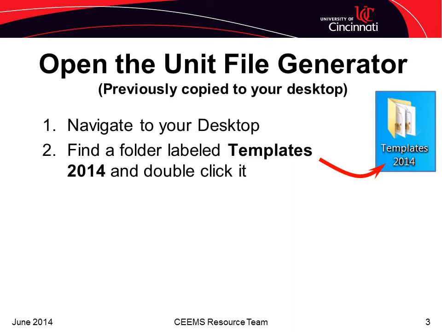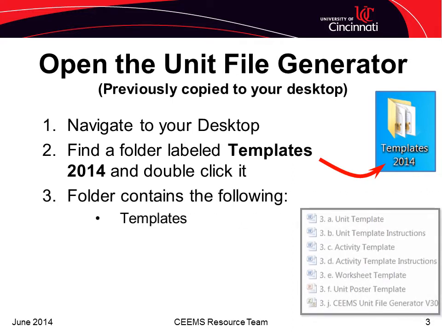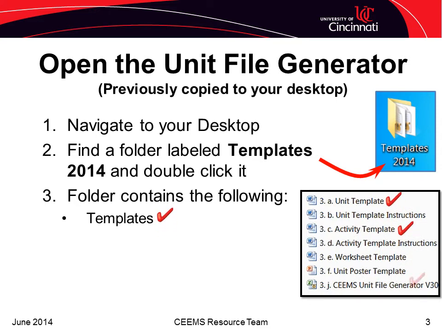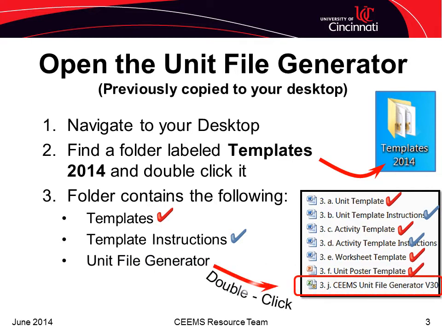When you open the Templates 2014 folder, you'll find 7 files including a unit template, an activity template, a worksheet template, and a poster template. You'll also find instructions on how to complete the unit and activity templates. The instructions are very thorough and should be consulted from time to time as you build your unit. The unit file generator is the last document in the list and can be opened by double-clicking on it. You might pause this tutorial now so that you can take a look at the templates, review the folder contents, and open the unit file generator.